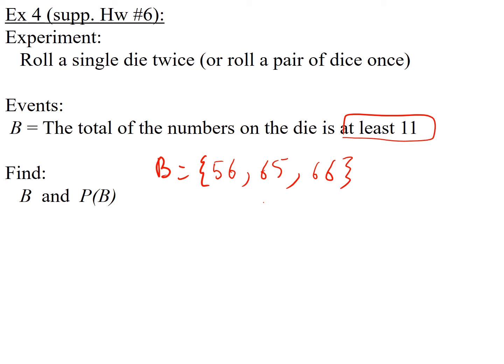And then to find the probability of B, again, we're going to use the formula. It's absolute value of B over absolute value of S. How many things in B? 3 things. How many things in S? 36 things. Okay, that's the answer to that one. Let's go to the next one.